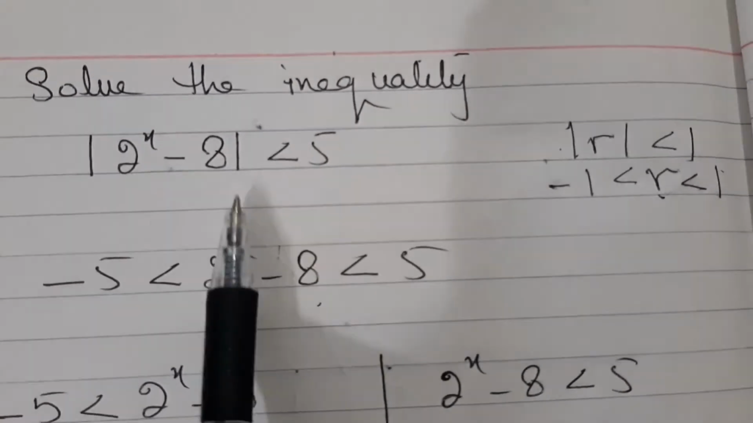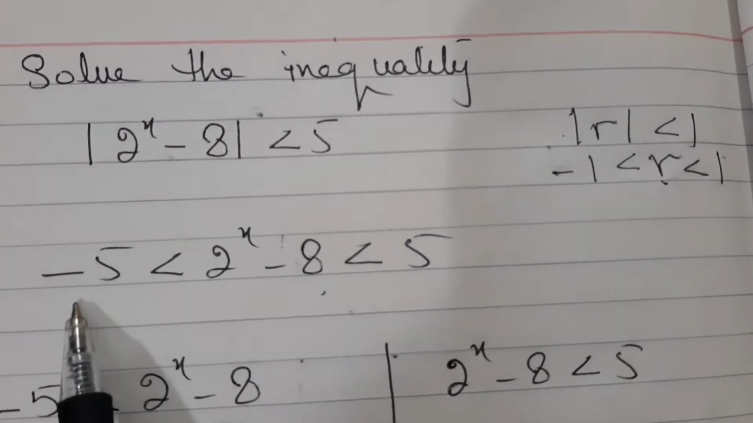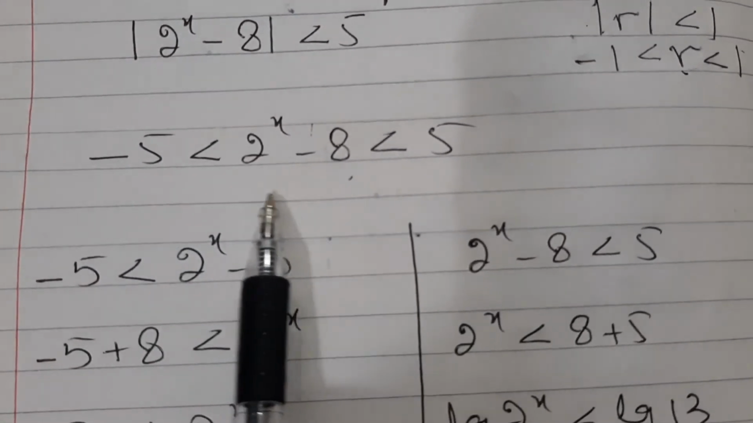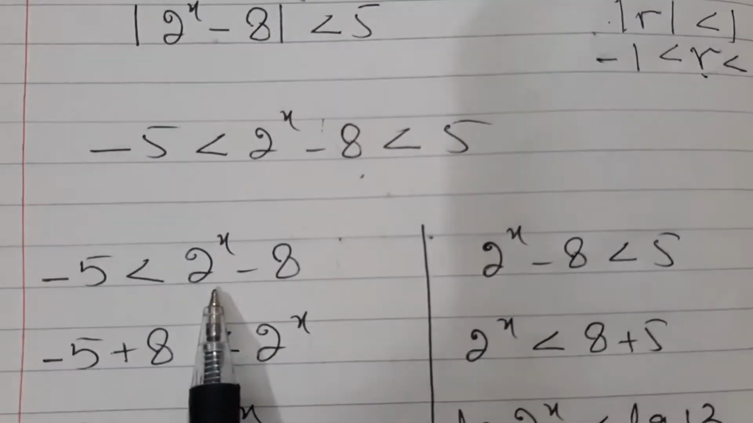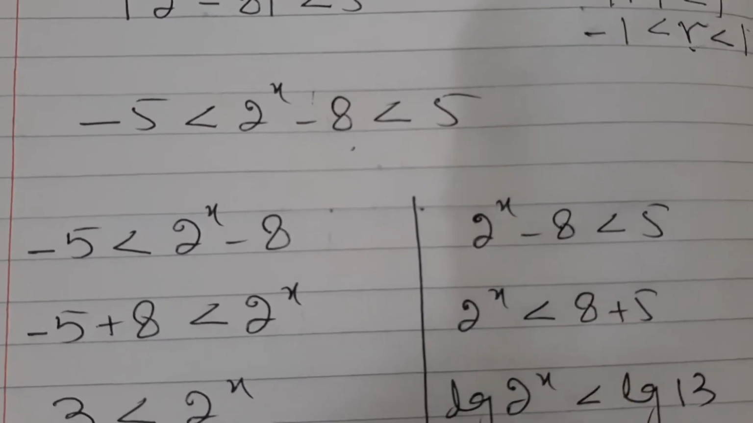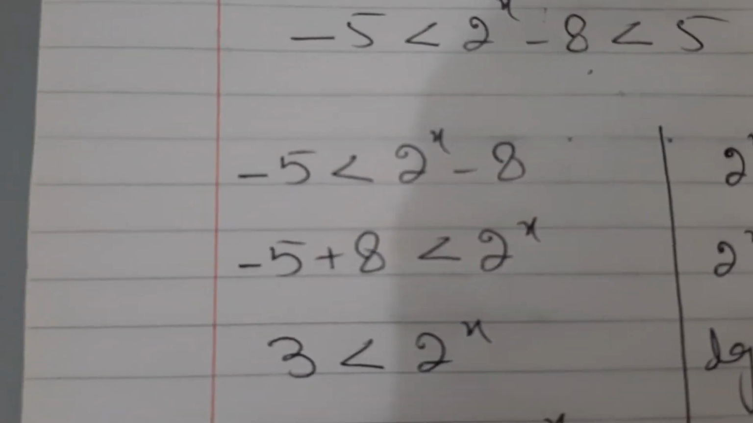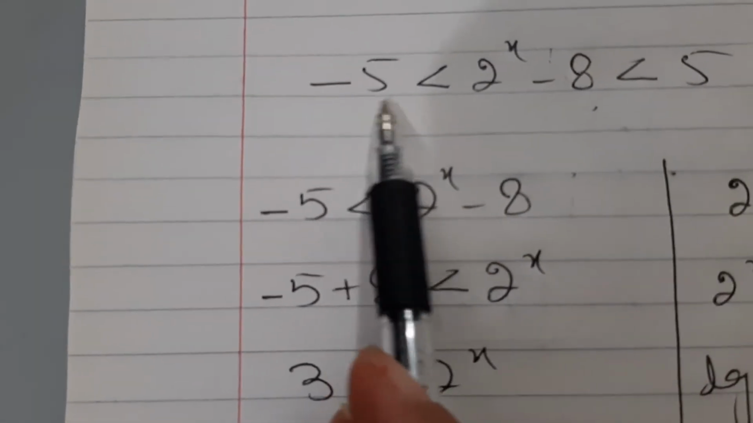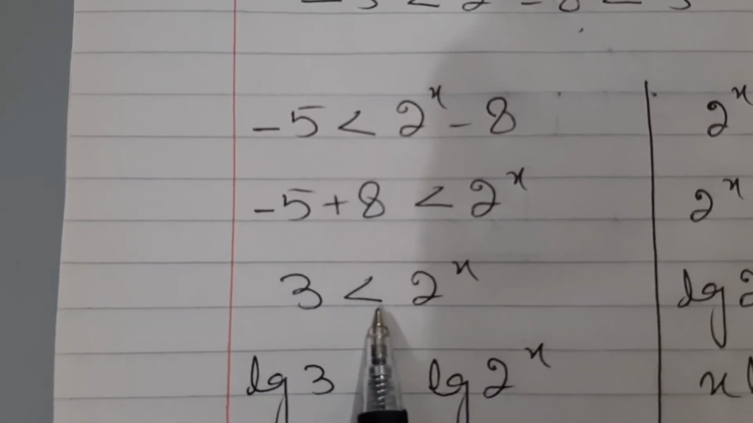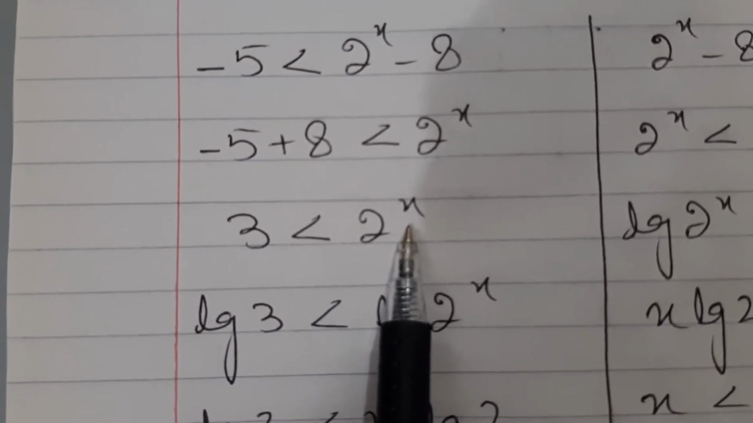Okay, so to solve this inequality, I am changing this question into this form, right? -5 and 5, and this is my r. After that, I am taking this part of the inequality here and this part of the inequality here. So I'm solving these two separately and I will see the common answer between them. So let's see this one first. -5 less than 2 power x minus 8. I'm solving here. Now you must know that when you have to find x which is in the power, you take log on both sides.